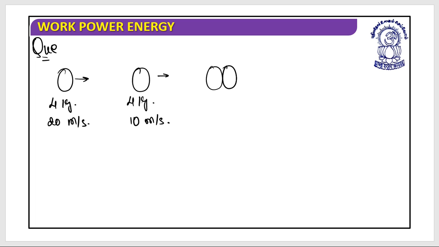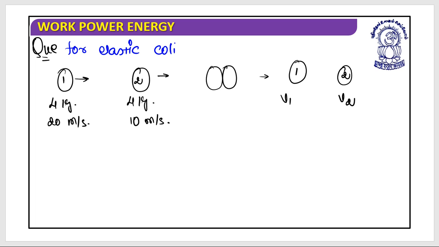Let's suppose they are going to collide somewhere. This is the second object, this is the first object. This is the final velocity v1, this is the final velocity v2. We have been asked that for elastic collision, find v1 and v2. This is what is required. So let's find out v1.